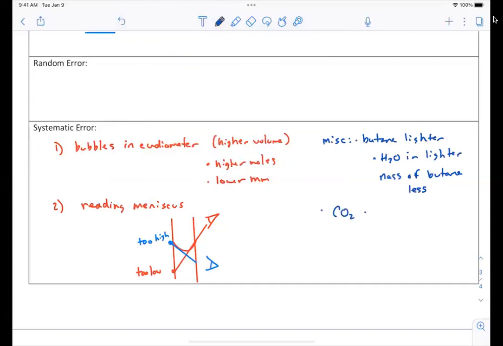And two, if CO2 is your gas, it is slightly soluble in water. Okay. So what do you think the problem is if the CO2 dissolves in the water? What will happen to the volume of gas you're collecting? Lower. It'll be too low. Because if some of the CO2 doesn't displace the water and dissolves in the water, then you'll have a lower volume, which means a higher molar mass.